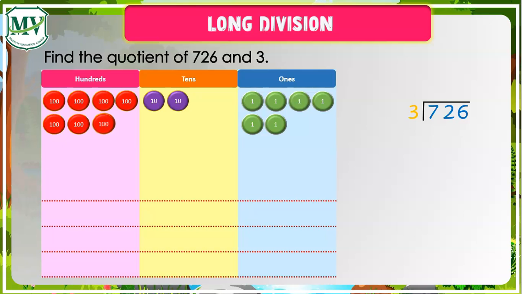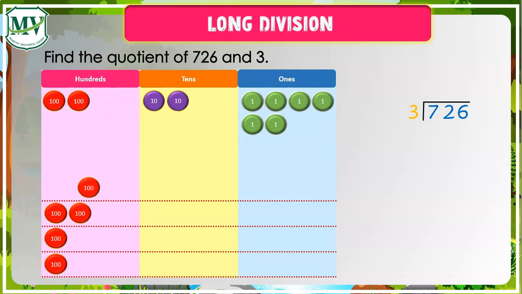We have 100, 200, 300. We still have more, so we'll keep going. 400, 500, 600. As you can see, we have 2 number discs in each group, or 2 hundreds with 1 disc remaining. We will write 2 above the digit 7.